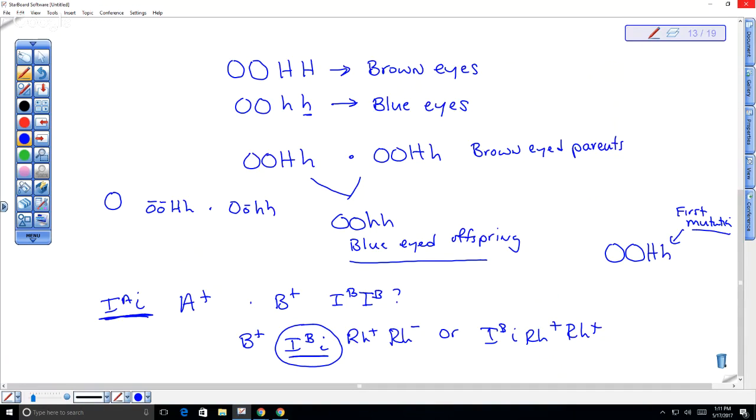Oh, this would be it. So that's the grandparents. The little o means that they're blue-eyed because of that gene, and this one's blue-eyed because of that gene. And so then they could produce an offspring that is this, which is brown. So these are blues, and that one's brown.